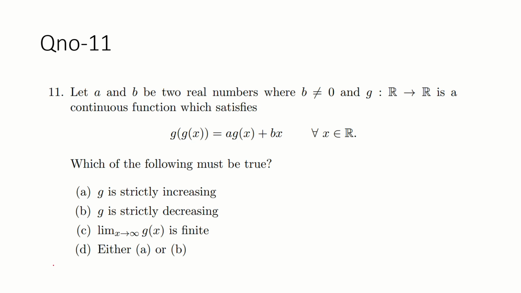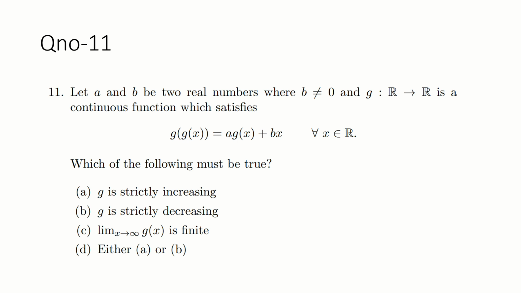Let A and B be two real numbers where B is not equal to 0, and g is a function from R to R, a continuous function which satisfies this relation, that is g of g(x) equals a times g(x) plus b times x. Which of the following must be true? A: g is strictly increasing, B: g is strictly decreasing, C: g(x) is finite, or D: either A or B.